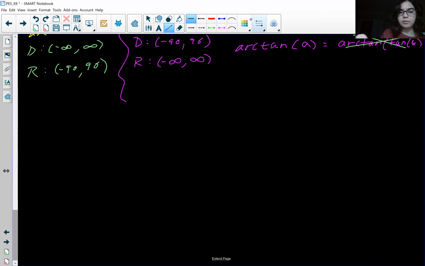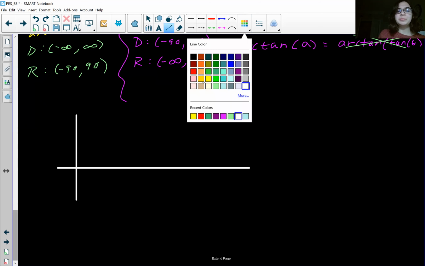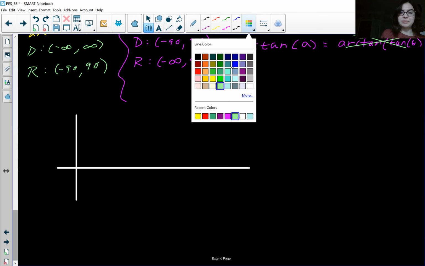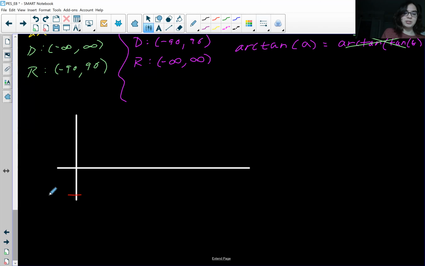So let's go ahead and create a graph. Wow, you're given a ruler and you still can't do a straight line. There we go. All right, so range is from negative 90 to 90. I am still working with that line there. Let me change that. All right. So our range is from negative 90 to 90.